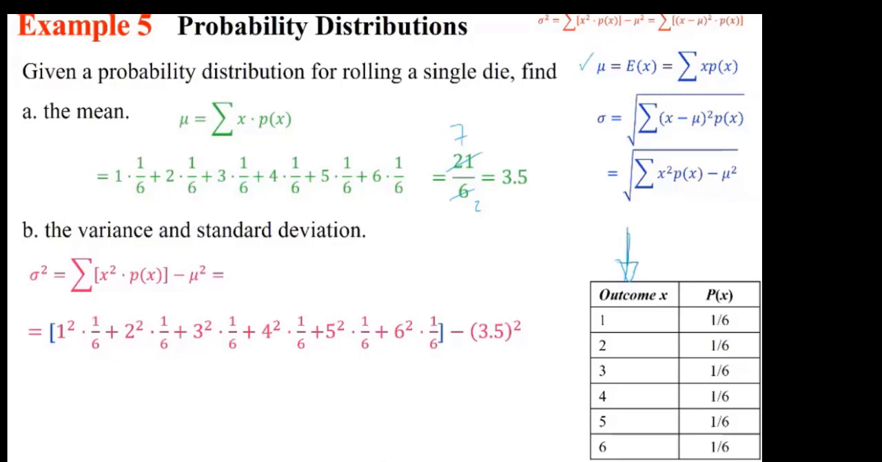So 1 squared times 1 over 6 plus 2 squared times 1 over 6 all the way to the end. We add them up, and then 3.5 squared gets subtracted from it. This is the variance, everybody. So sigma squared is 2.91667.